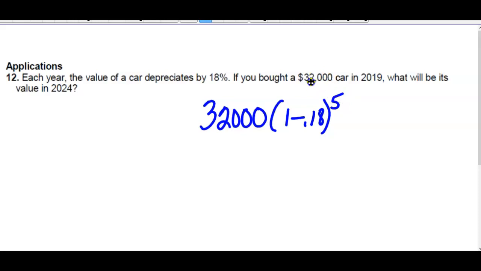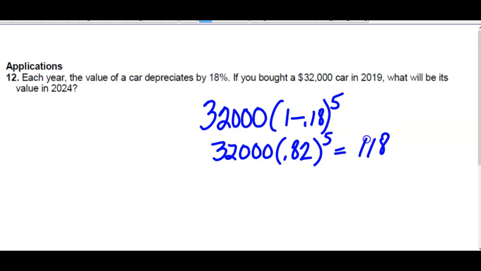Because the first year we know this is the value. So after 5 years, you're going to use just a 5 up there. Or you could do 32,000 times 0.82. You don't do an n minus 1 or anything on this kind. You already took care of that in the fact that you were using years and you subtracted. 11,863.67.